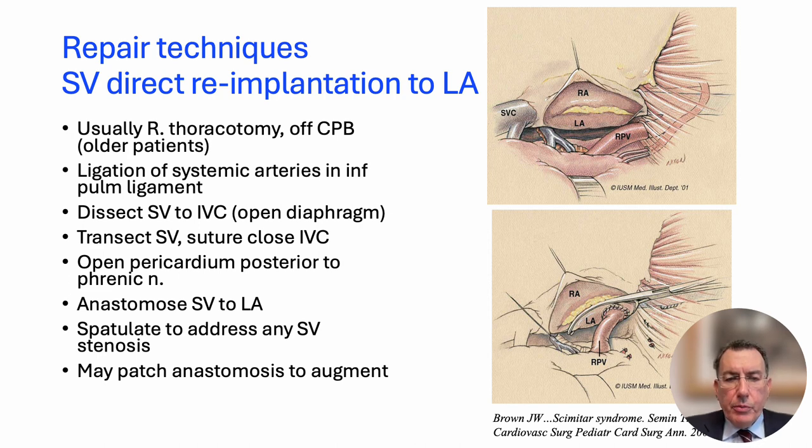Via a right thoracotomy, off pump, the vein is detached from the IVC, the pericardium opened posterior to the phrenic nerve, and the vein is then anastomosed directly to the left atrium using a side-biting clamp. Variations of the technique include patching the anastomosis with pericardium.